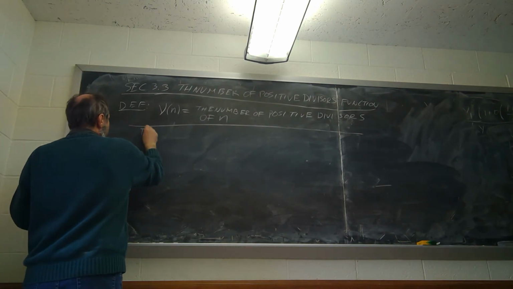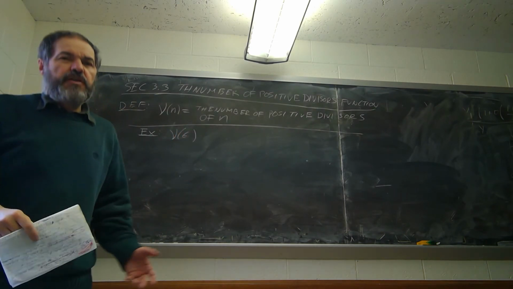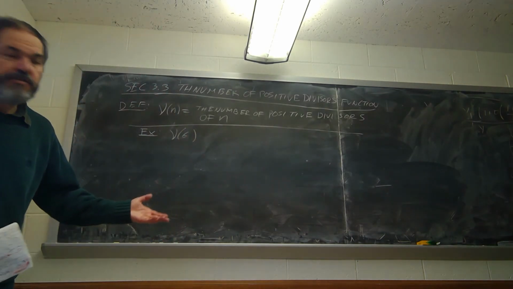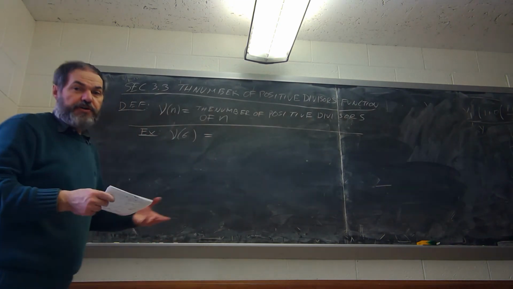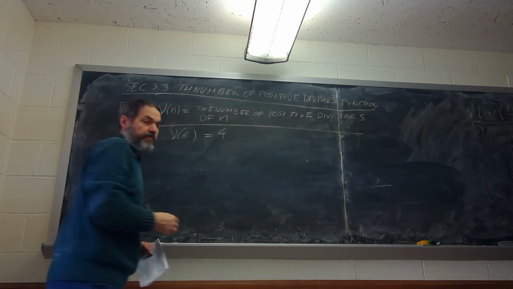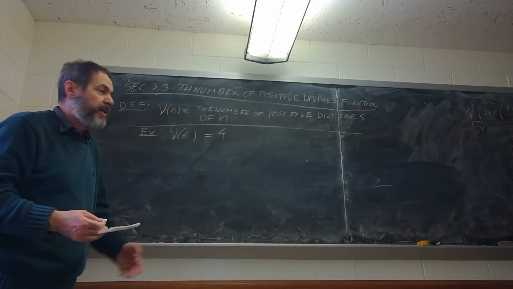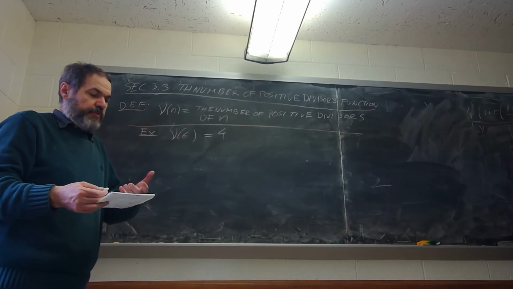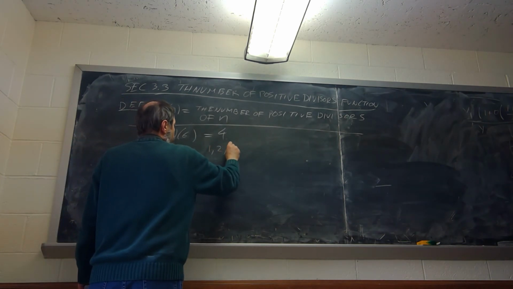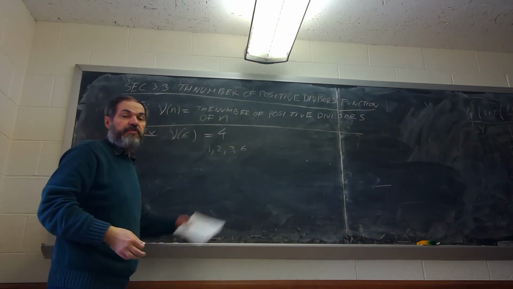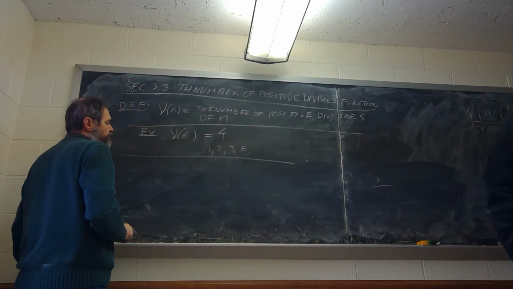That's an example. The number of positive divisors of 6 is 4, because there are 4 positive numbers that are divisors of 6. If I want to see them in a problem, I'll write them down: 1, 2, 3, and 6. These are the divisors of 6.